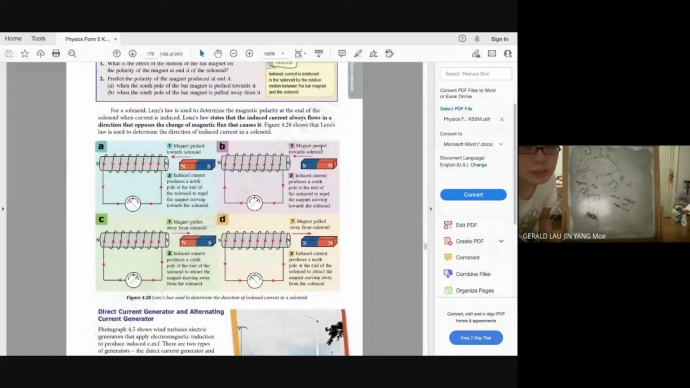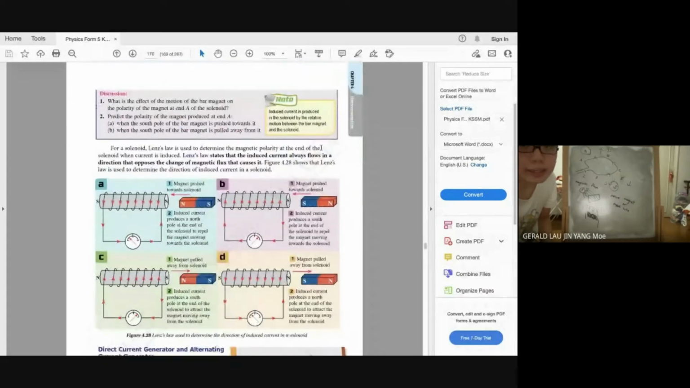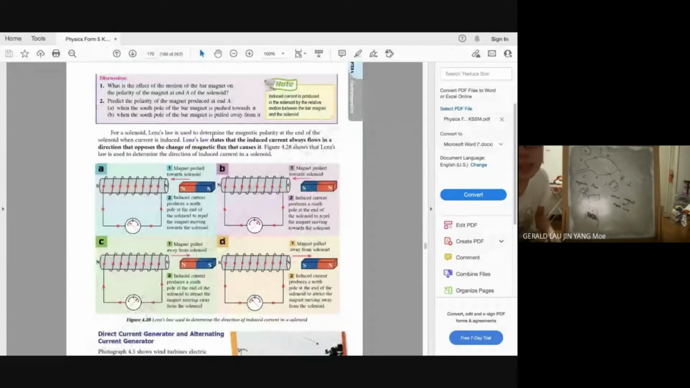So, another law is Lenz's law. Lenz's law is very interesting because it states that the induced current always flows in a direction that opposes the change of magnetic flux that causes it. What does it mean? Let's look at an example.